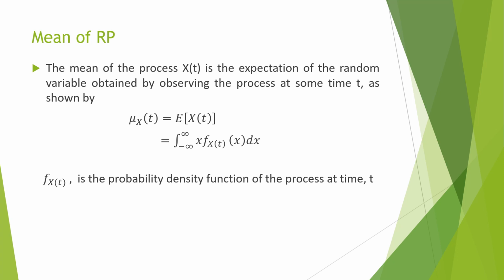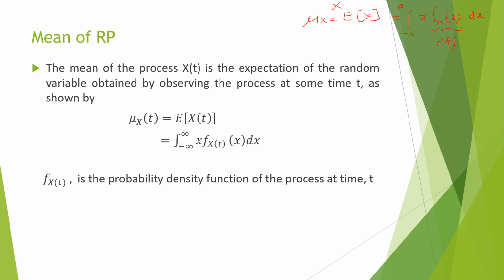The mean of a single random variable is given as follows. Suppose a single random variable is X, then its mean value is defined as mu_X equal to E[X], which is equal to the integral from minus infinity to infinity of x f_X(x) dx, where f_X(x) is the PDF.